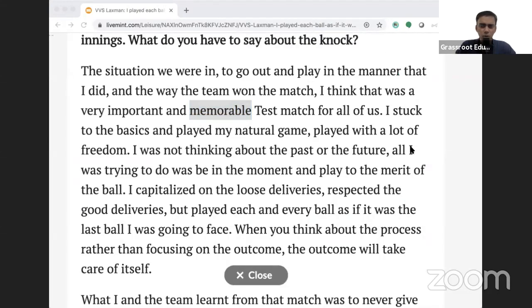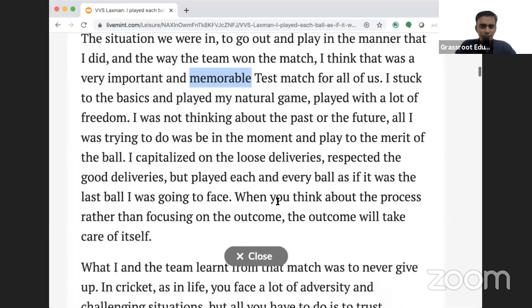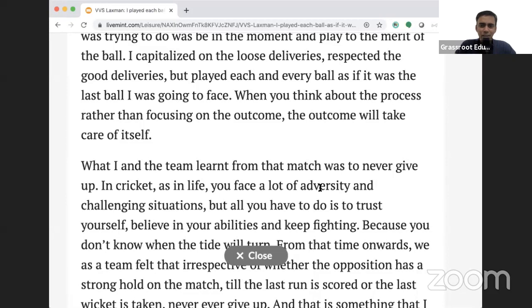All right, now let's go to the next word. The next word that I'm going to give you is adversity. Adversity or adverse. Adversity is a noun, adverse is an adjective. Both mean something unpleasant and unfavorable kind of a situation, a challenging situation.